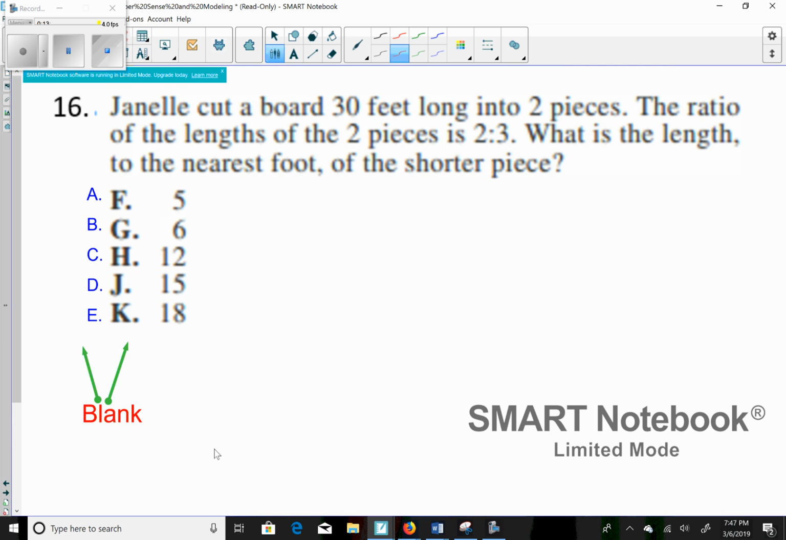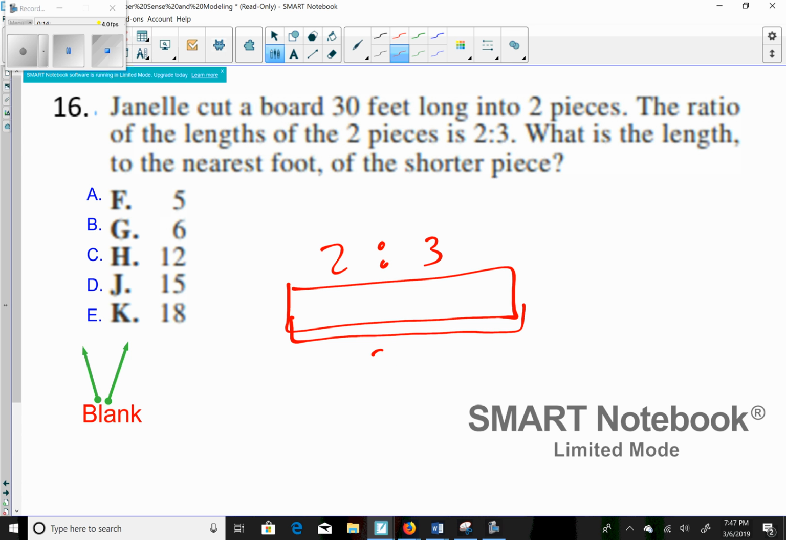Janelle cut a board 30 feet long into 2 pieces. The ratio of the length of the board, so here's my board. She cuts in a ratio of 2 to 3. What is the length to the nearest foot? Well, this whole board is 30 feet long. If it's a ratio, I can put in X here and here. So 2X plus 3X is equal to 30.